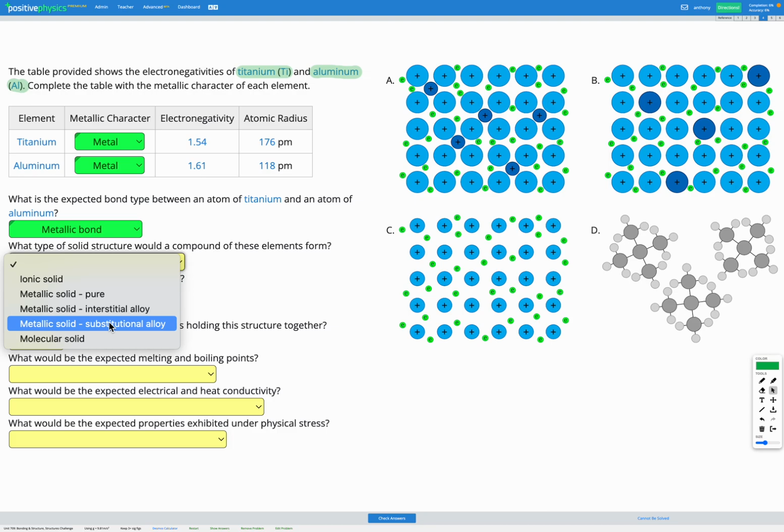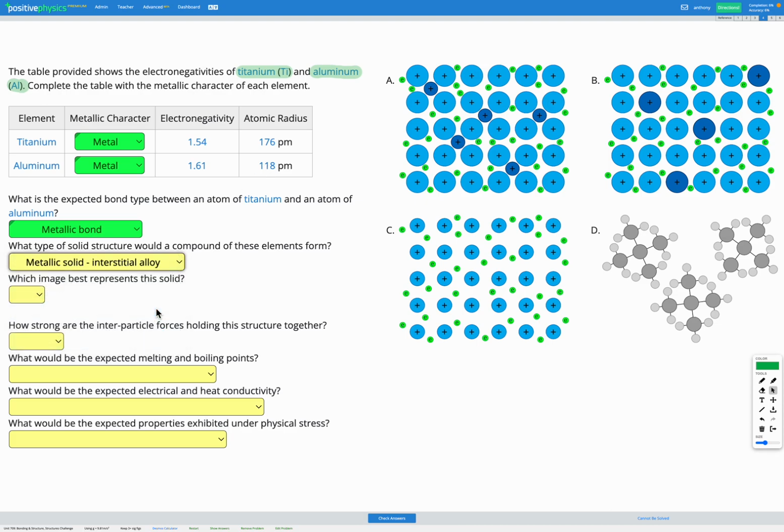So some of the metal atoms in the lattice will be of one type and some of them will be of another type, but they'll just fit into the regular lattice as usual. They won't be small and just fit into the gaps. Here, titanium has an atomic radius of 176 picometers, whereas aluminium has an atomic radius of 118. So titanium is quite a lot bigger than aluminium. It's about 1.5 times bigger. So I think those are different enough radii that I'm going to say it's forming an interstitial alloy.